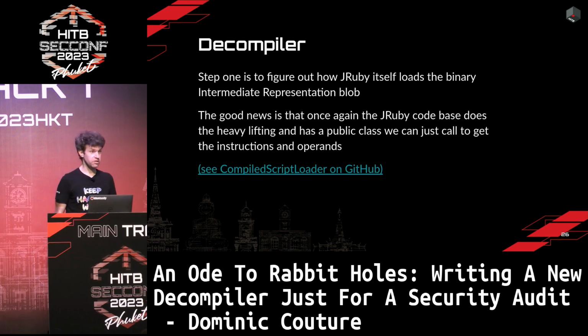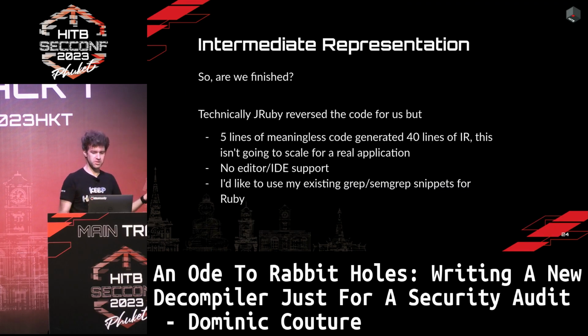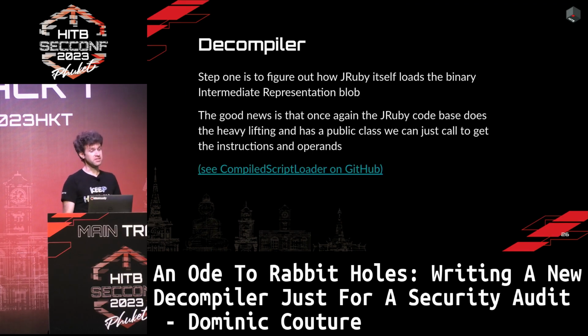The good news is that just like with the IR dumper earlier, the JRuby code base does the heavy lifting and actually has a public class that you call. It loads the thing and returns you the list of all the instructions. Basically every single line of the IR we saw earlier, it gives you each single line in an array that you can process yourself. So that was very nice of them.